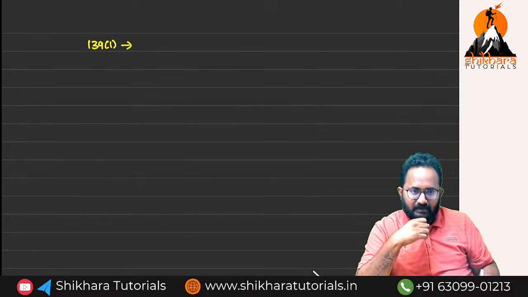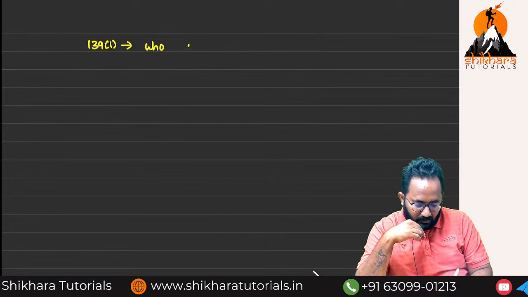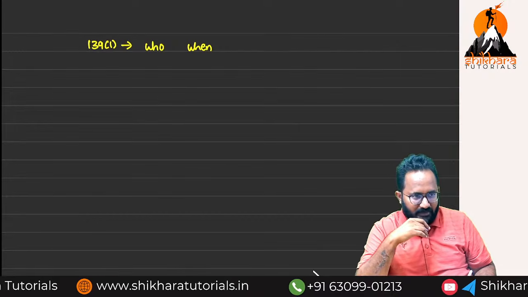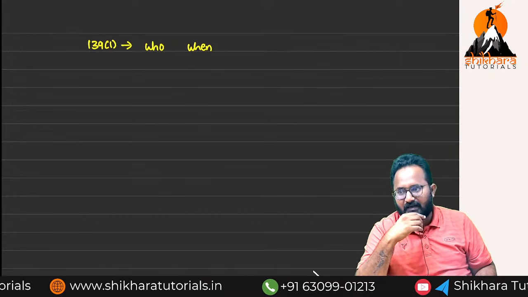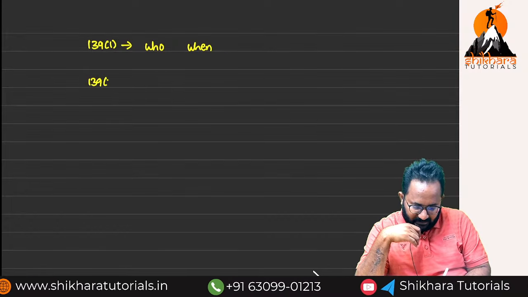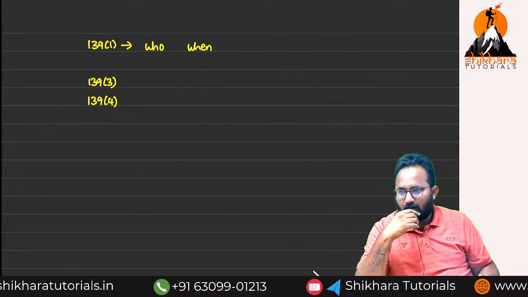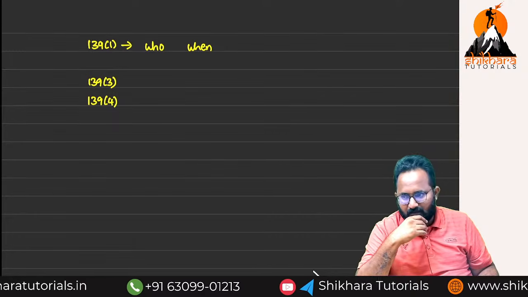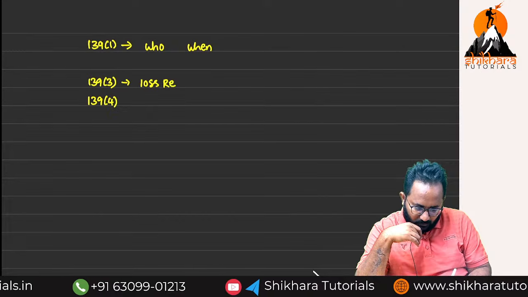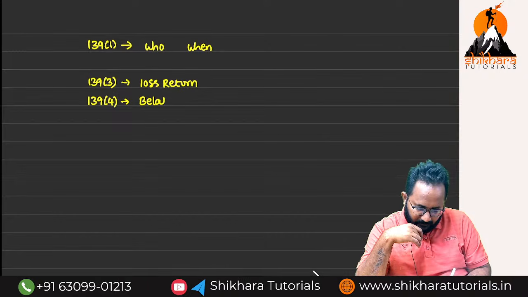What is the content of that section? Who is required to file return of income and when they are required to file the return, that we discussed. Then after that we have different types of returns. Loss return we discussed, belated return also we discussed. 139.3 is talking about loss return, 139.4 is talking about belated return, right?